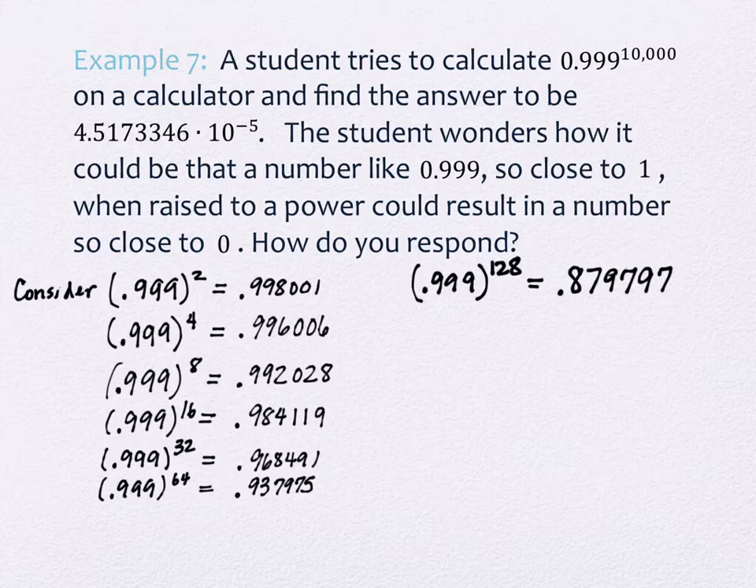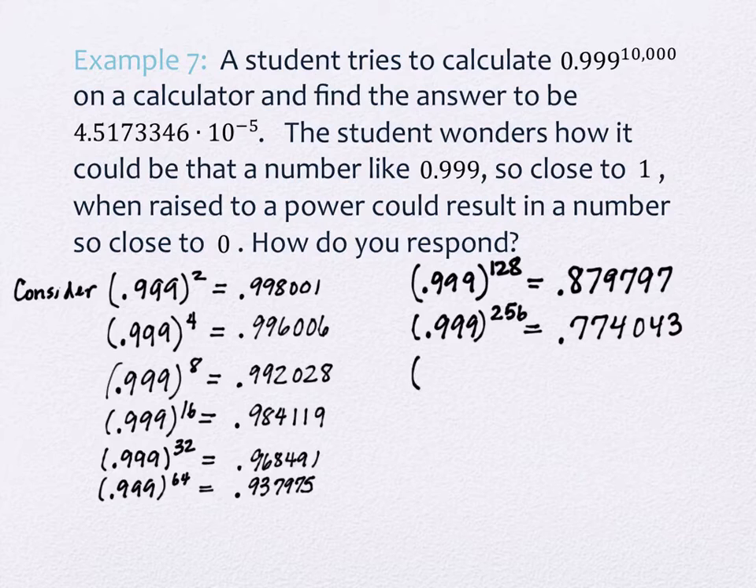No longer in the 90s. If I double 128, that becomes 256. So what is going to give me if I do a power of 256? It's 0.774043. Thank you. All right, cool. Now we're in the 70s.